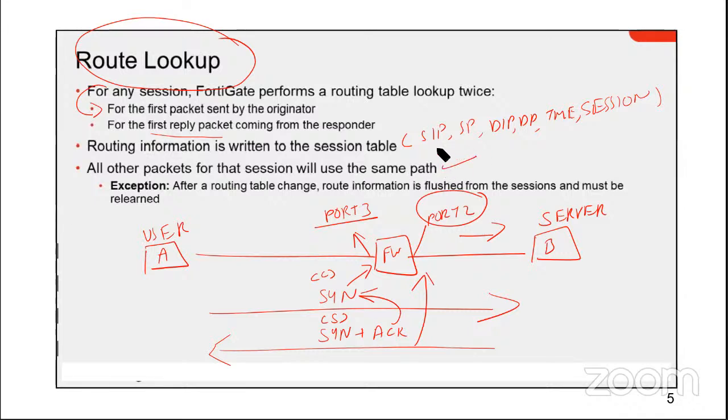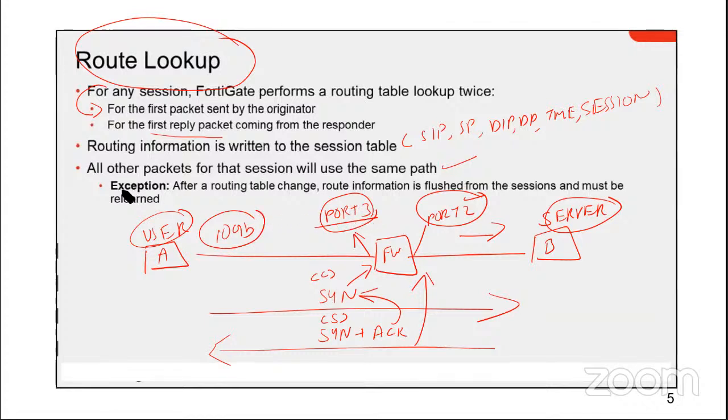Absolutely correct. So once I have the information about the route from the first packet and the second reply packet, I would basically use the same route for the whole communication. Let's say I'm trying to download a 10 GB file. Whatever route I have taken, FortiGate has identified that port 3 is going to be used to access the user machine, and port 2 will be used to access the server machine. So now I have this information. For the whole 10 GB file download, I'll use port 3 and port 2 for the whole communication.